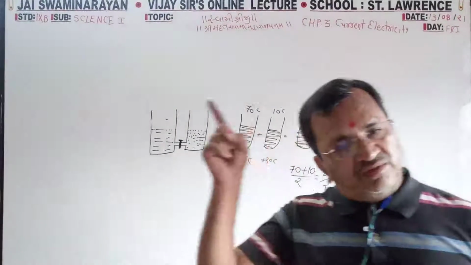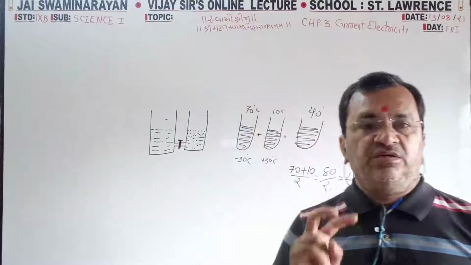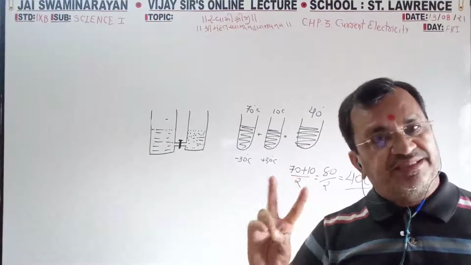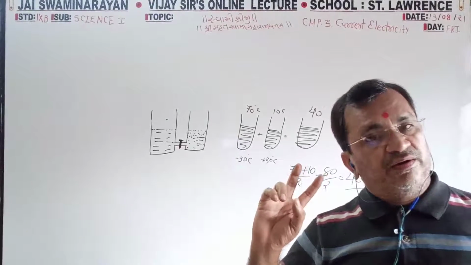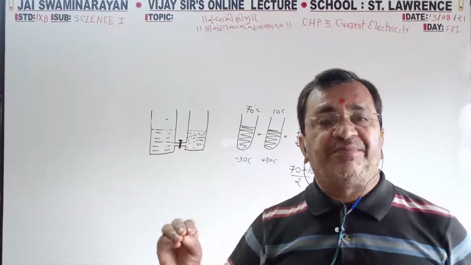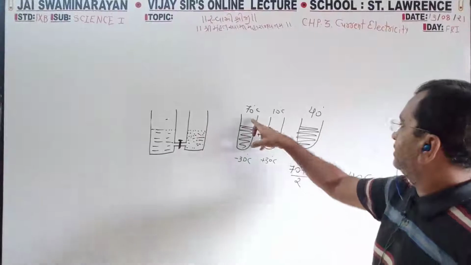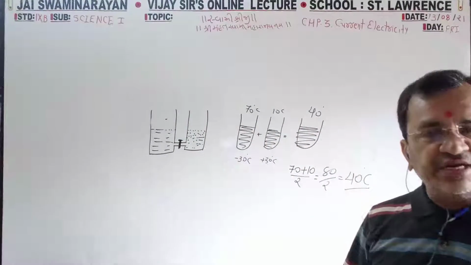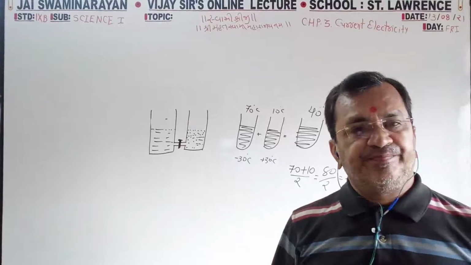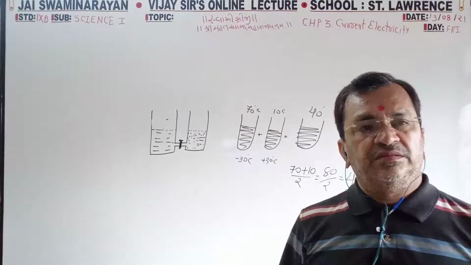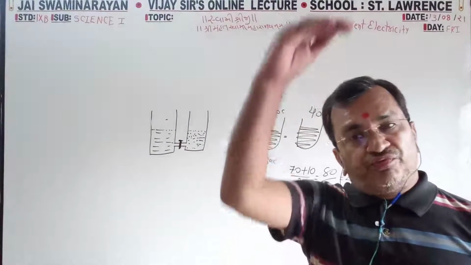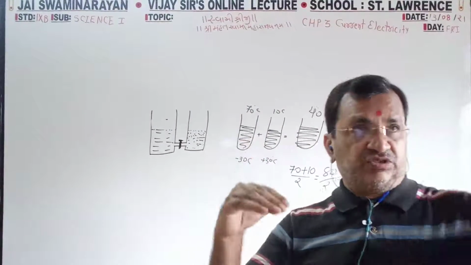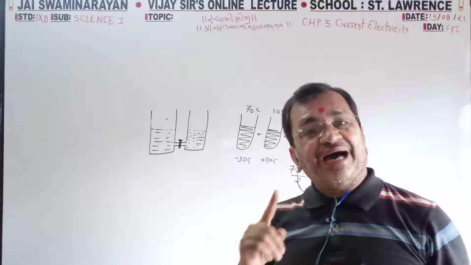First example, water, flow of water from higher level to lower level. Second example, flow of heat, temperature from higher temperature to lower temperature. If you mix, it becomes 40 degree. So from 70 to 40 and from 10 to 40. So flow from higher level to lower level.